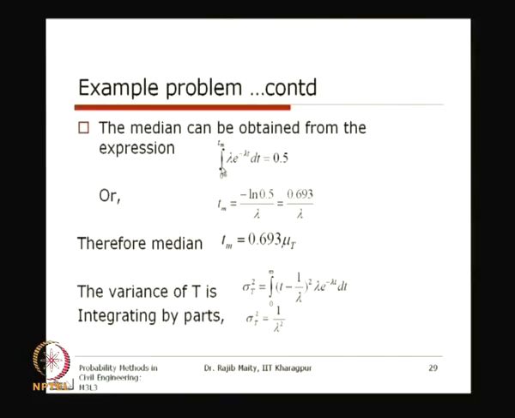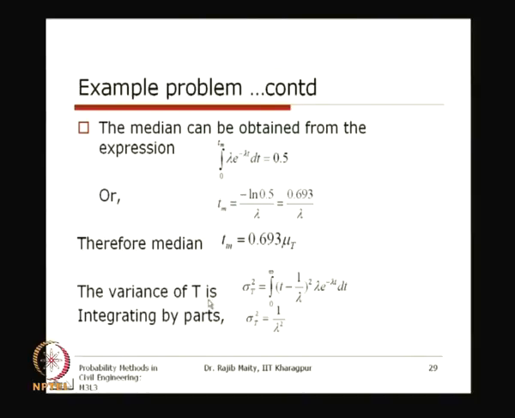So, exactly the same thing is done. The integral from 0 to Tm, that is the value of this median, should be equal to 0.5. If we do this integration, we will get that the median Tm equals 0.693 mu t, that is 0.693 by lambda.